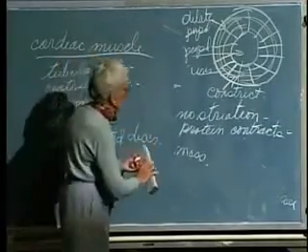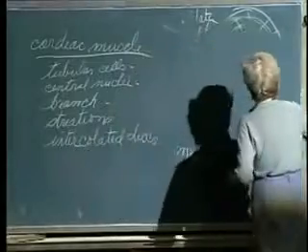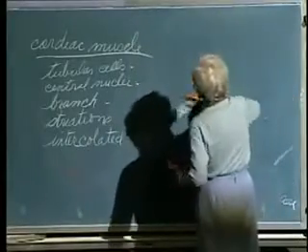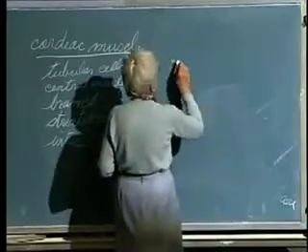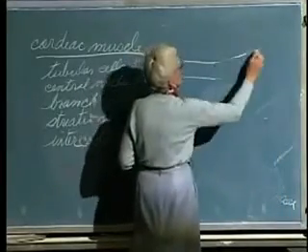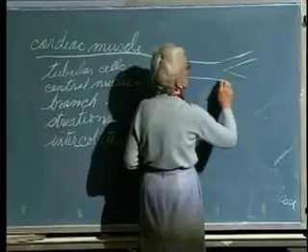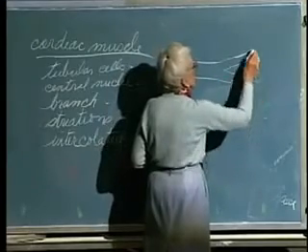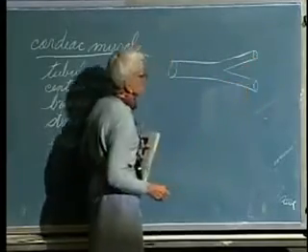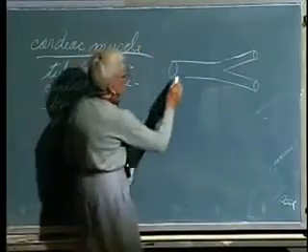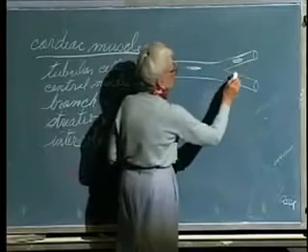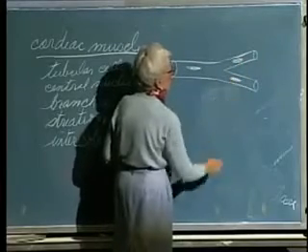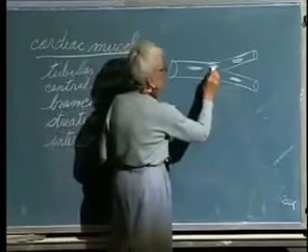So let's see an example of cardiac muscle then. So we'll have a tubular cell. It's going to come along and it's going to branch. It will have central nuclei. It'll have intercalated discs.